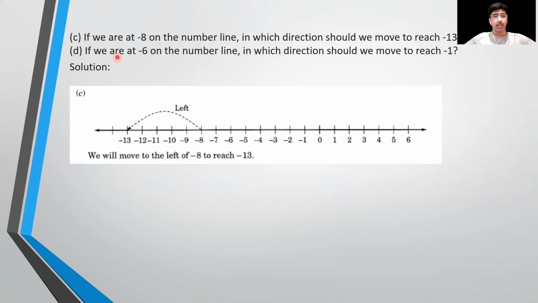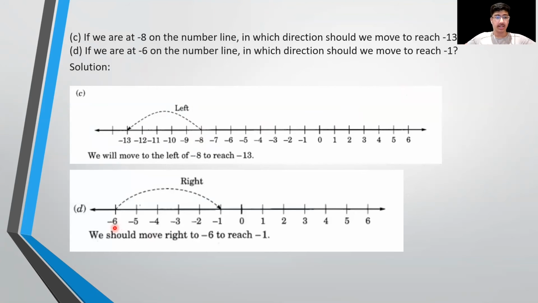And D, if we are at minus 6 on a number line, in which direction should we move to reach minus 1? So again, on a number line, we have to locate where minus 6 is and minus 1 is. Now, we have to see which side minus 1 would come. So minus 1 is coming on the right hand side of minus 6 and not the left hand side. So hence we should move to the right side. All right.